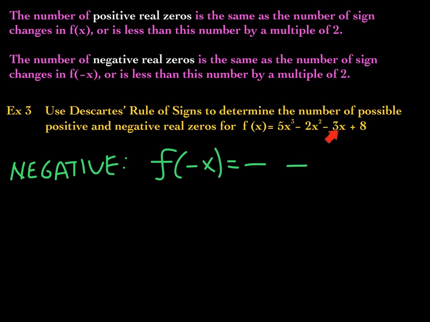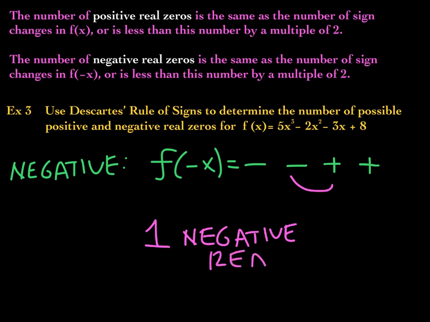The next term, if you substitute negative x for x, you're going to have negative 3 times negative x, which will give you a positive. And then the last term is just positive 8. All right? Let's count our sign changes. This is a sign change. Oh, and that's it. So you only have one sign change. That means you only have one negative real zero. That's it. One negative real zero.